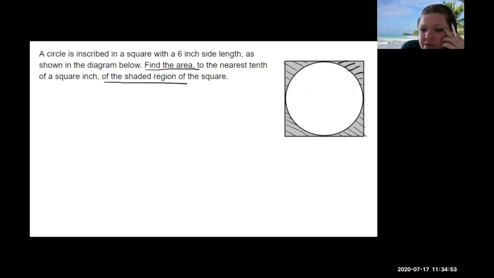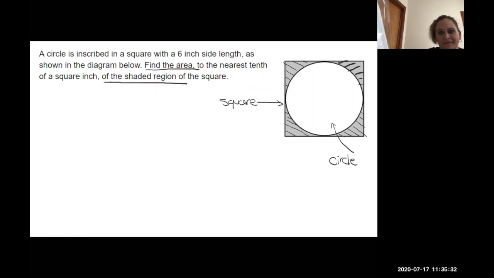Look at the shapes by themselves first. So let's look at the outside shape. The outermost shape is a what? Square. And then look at the inner shape. The inner shape is a circle. Gorgeous. This shaded portion is just a square with a circle cut out of it. So let's deal with those two pieces. Let's deal with the square. Let's deal with the circle. And then we can mathematically remove the circle from the square.